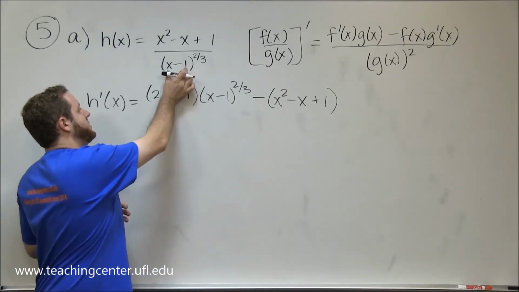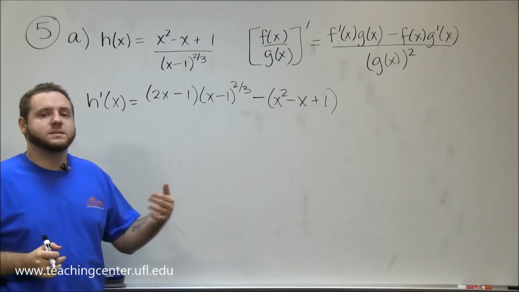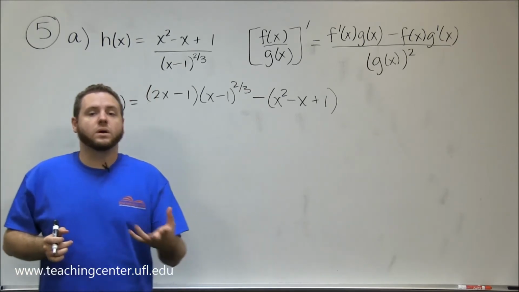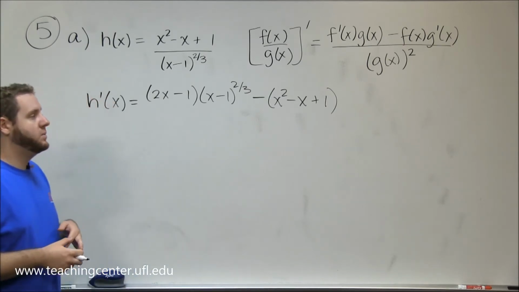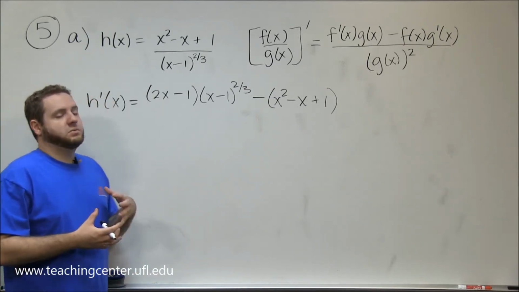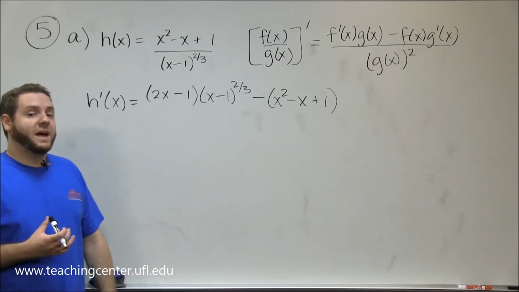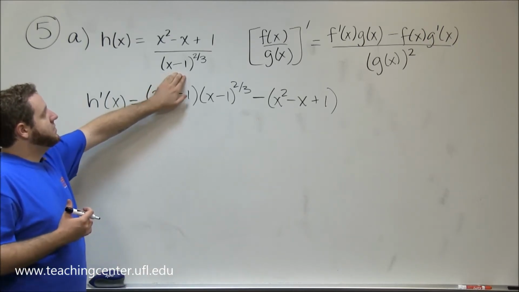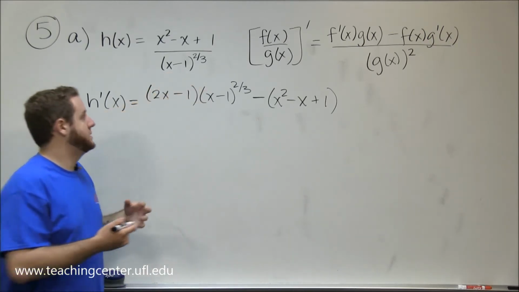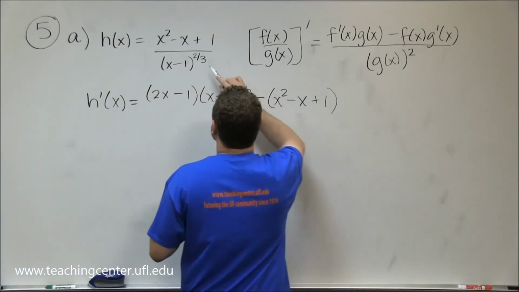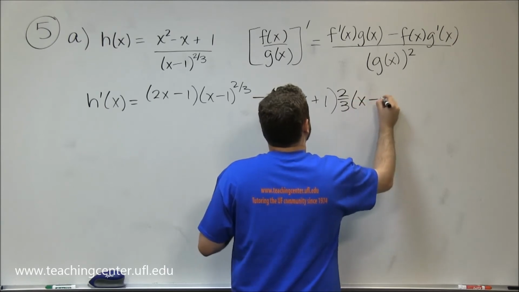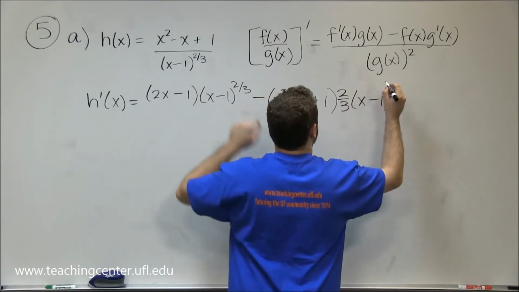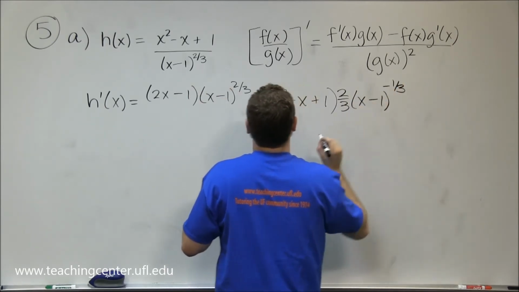For example, if this part that you're raising to the 2/3 power was more complicated, like it had an x squared in it or there was a coefficient in front of the x, then we would need to use the chain rule to make sure we multiply by the derivative of that as well. But since the derivative of our base is 1, we don't need to take that into account, and we can just use power rule. So that's going to be 2/3 times x minus 1, and we're going to lower this power by 1, which would be negative 1/3.